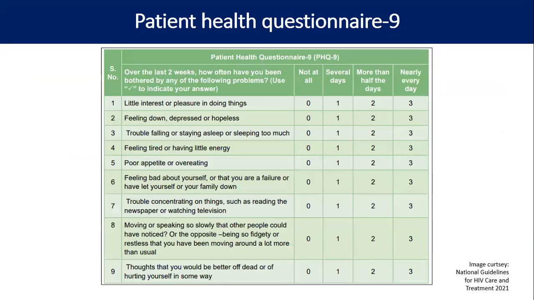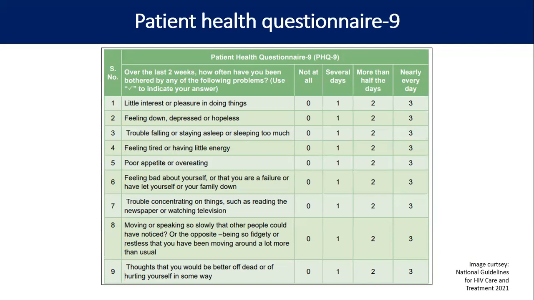So these questions are asked from 1 to 9, and the patient has to report based on the last 2 weeks. That is, if a patient is having no such complaint, then the grading would be 0. Now, if it is several days in the last 2 weeks, the grading is 1 for each of the symptoms. And if it is more than half the days over the last 2 weeks, then it is 2. And if it is nearly every day for the last 2 weeks, then the grading is 3.